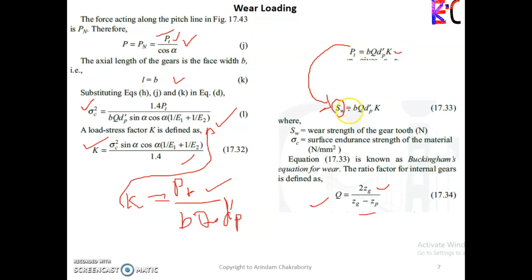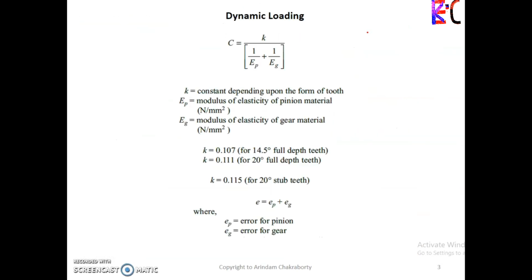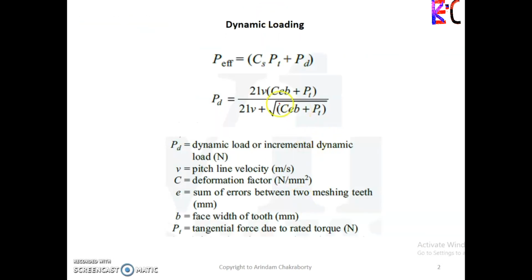As well as you could see the same thing that we have done in the beam strength. So as well, it depends on the P effective. As you can see in the starting of our chapter, P effective is dependent on PT, or we also know that P effective is equal to CS by CV into PT.